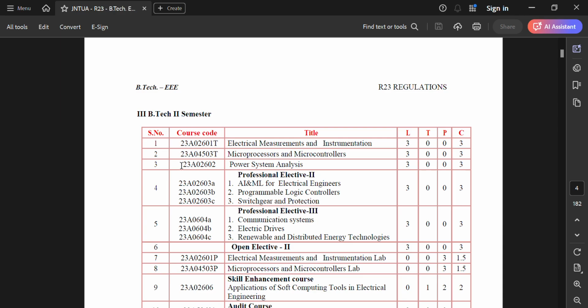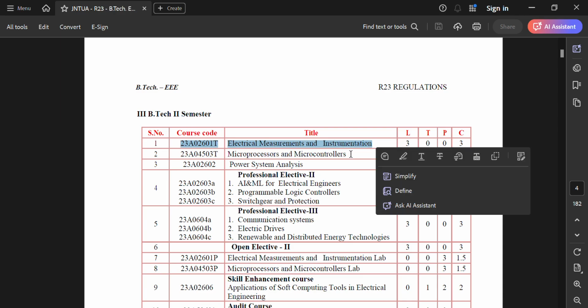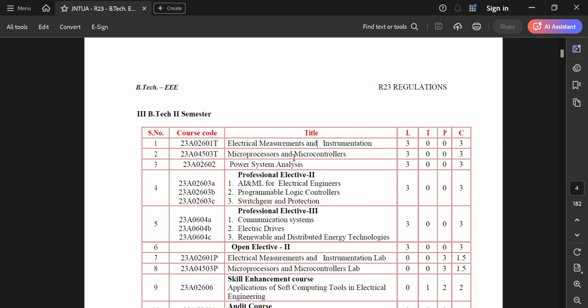The first subject is electrical measurements and instrumentation. Previously, electrical and electronic measurements was one subject and instrumentation was another subject. Now they are combined and kept as one subject, because AI and ML, machine learning and artificial intelligence subjects, are introduced for electrical and electronics engineering students.